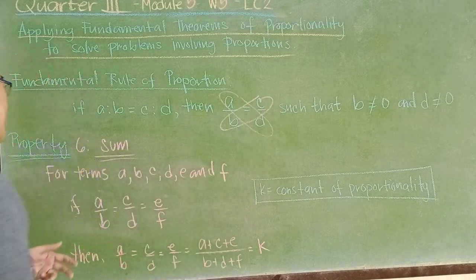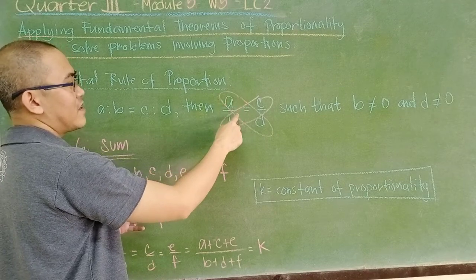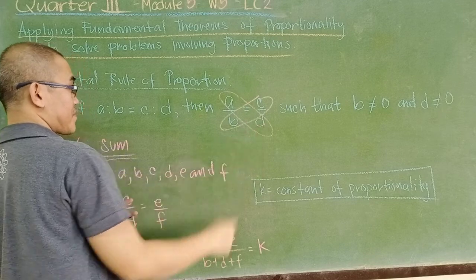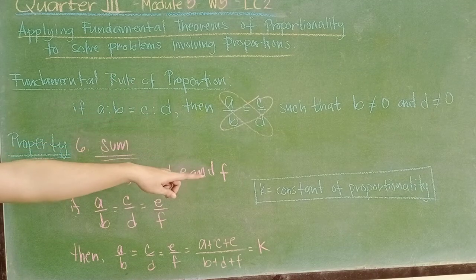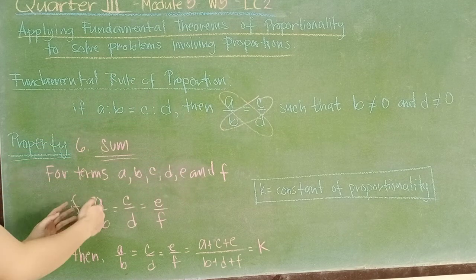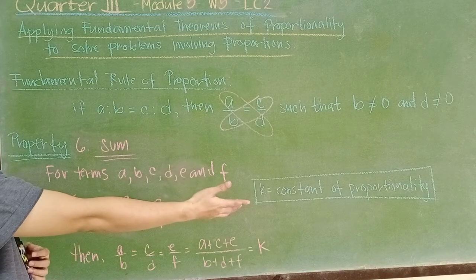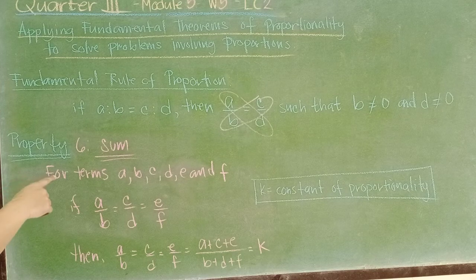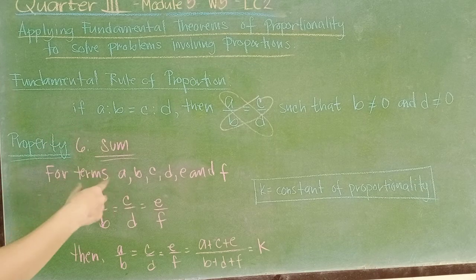Same with property number 5. Sa property number 5, instead of addition, magsusubtract ka naman. So A minus B is equal to C minus D over D. And then property number 6 is yung sum. Yung property number 6, it pertains to yung constant of proportionality, wherein if you would add 3 ratios, it will be equal to yung K, which is yung constant of proportionality. So after this, we will be having an illustrative example for each property para mas maliwanagan kayo paano sila ginagamit.